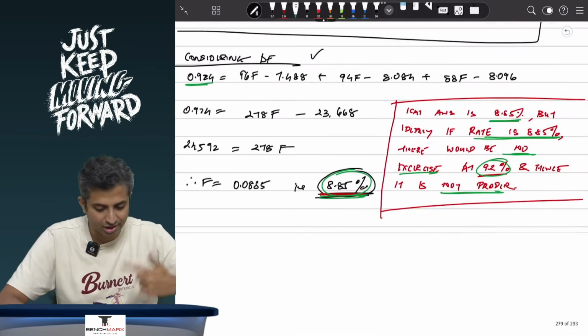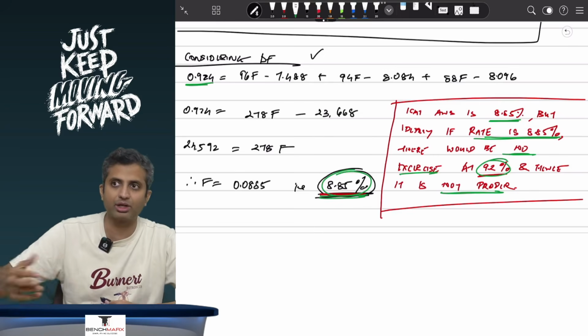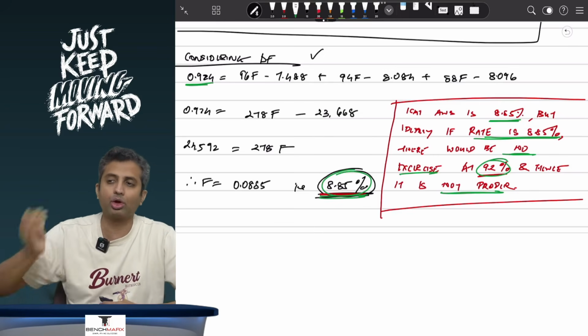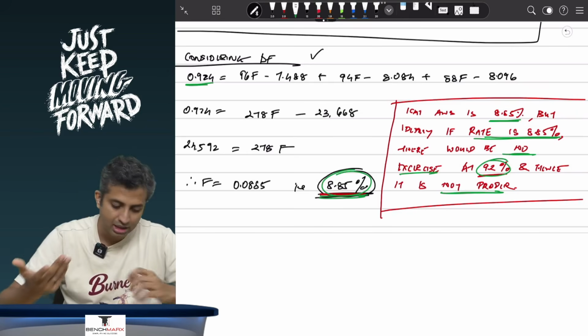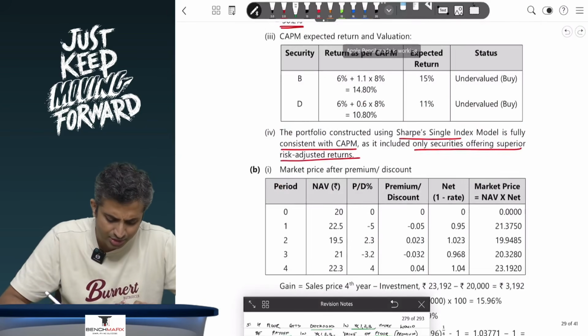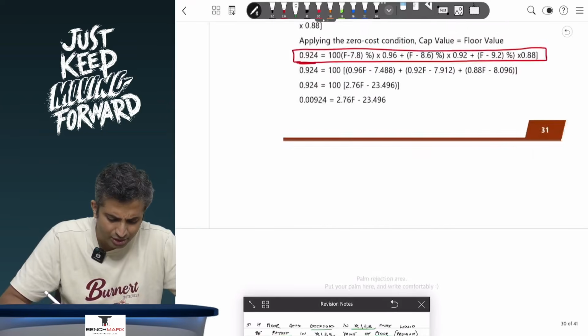But if you're going in circles, people would have gone round and round. They would have said, oh, 8.85. A person would have thought that at 8.85, this cannot happen. But it is what it is. So over here, if you see the solution, they have given you this entire solution.